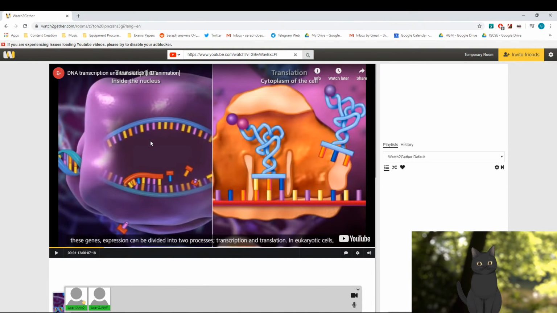So when translation occurs, the ribosome is on the RER, so when it detaches from the RER. What does RER mean here?